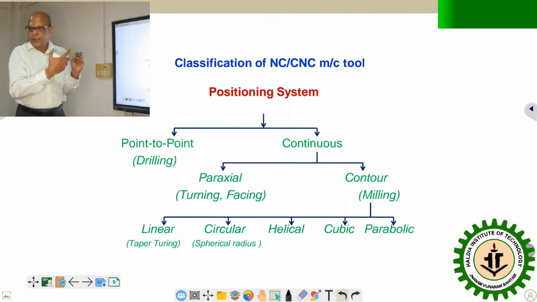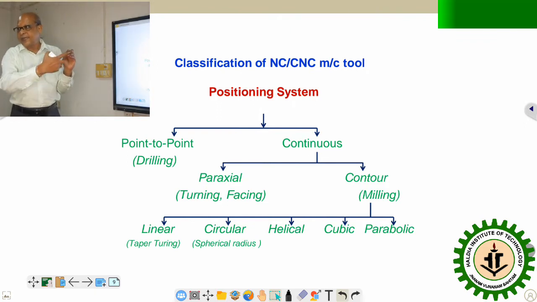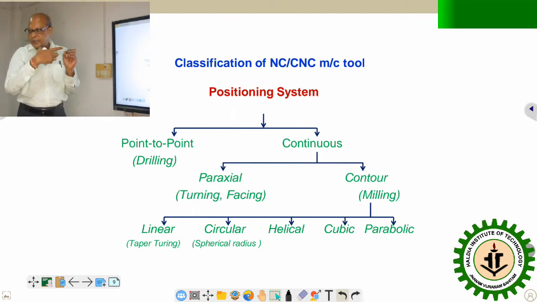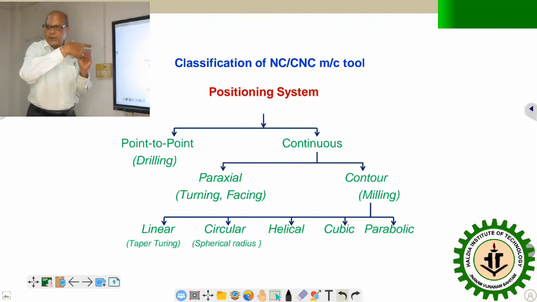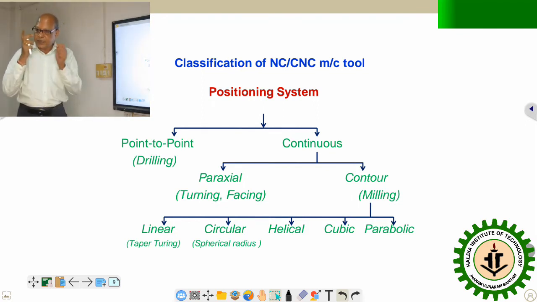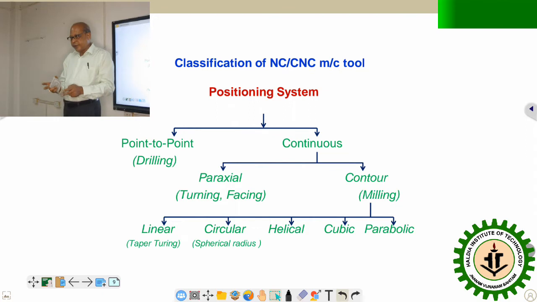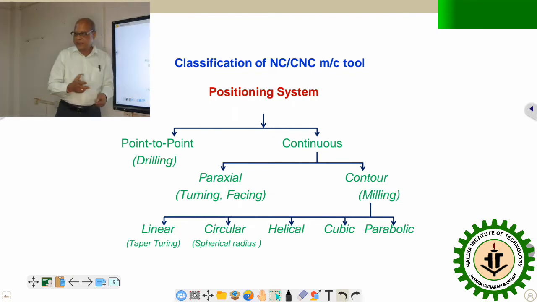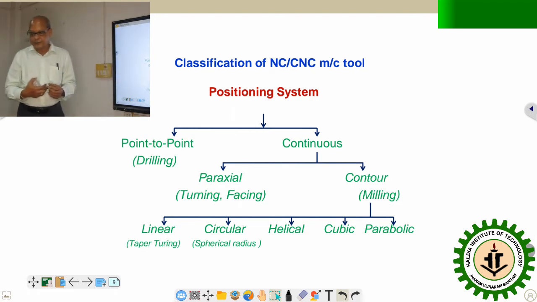So it is exclusively parallel to the Z axis. If you undertake a facing operation, no Z axis movement is there; movement is exclusively around the X axis. So when it is either parallel to X, or parallel to Y, or parallel to Z, as the case may be, that is called paraxial. Okay, so two examples I have included: one is turning, another is facing.